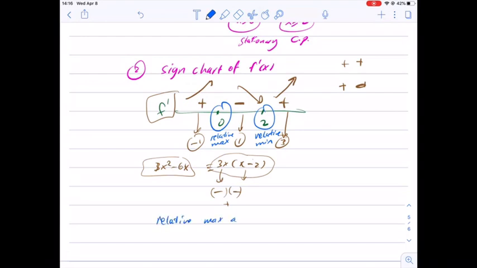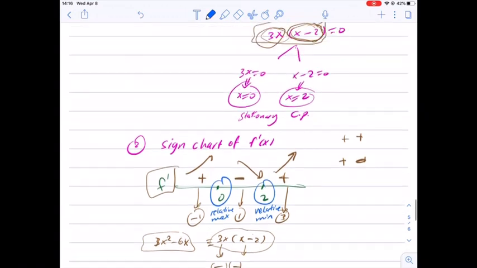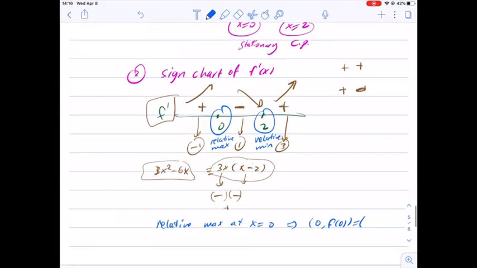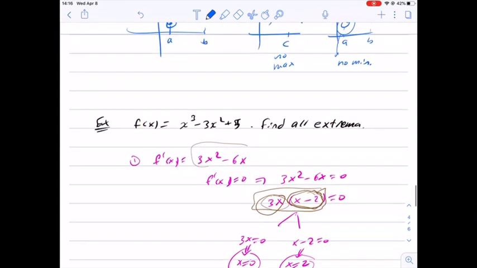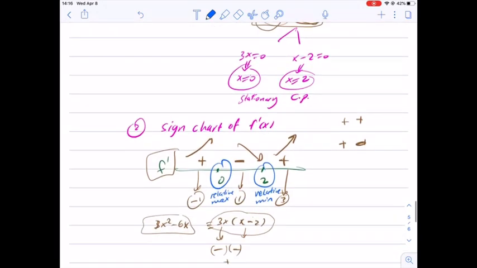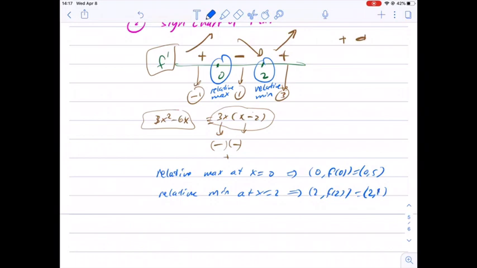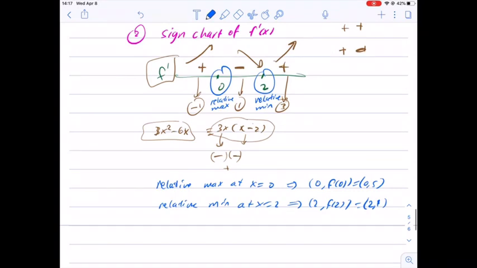So relative max at x equals 0, and that point is 0, and f of 0 we substitute into the original function. F of 0 is 5, so it's 0, 5. At 0, 5 we have relative max, and relative min at x equals 2, so we have 2 and f of 2, and we substitute 2 into the original function. This is 8 minus 12 plus 5. This is equal to 1. So at 2, 1 we have a relative min.